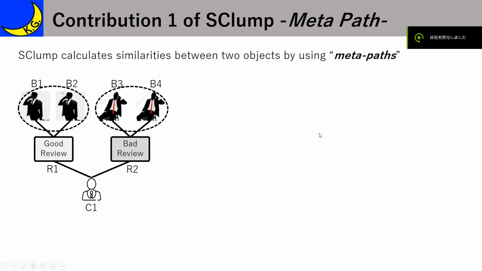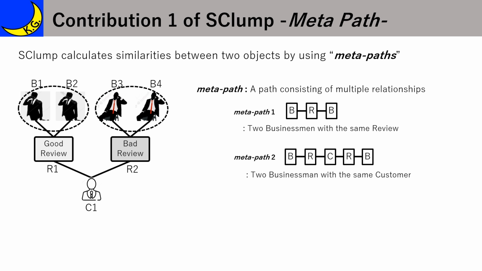First, I'd like to talk about the first characteristic of SClump. SClump calculates the similarity between two objects using meta paths. A meta path is a path consisting of multiple relations. For example, the meta path 1 consists of two relationships, B2R and B2R, where B and R represent the businessman and a review, respectively. This meta path means two businessmen with the same review.